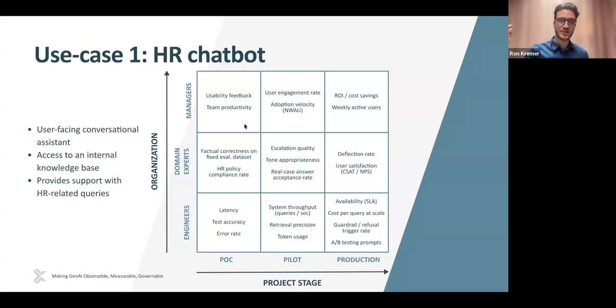And then managers are managers, right? They worry about business. So from the very start, our manager was responsible for managing team productivity and giving us our initial feedback before we even went to beta users. But once we actually started deploying to actual users, we started measuring our adoption velocity. And eventually, the managers collaborated with the domain experts in order to establish some kind of ROI, right? And this is what I was talking about, that there needs to be some kind of business tie-in for this.